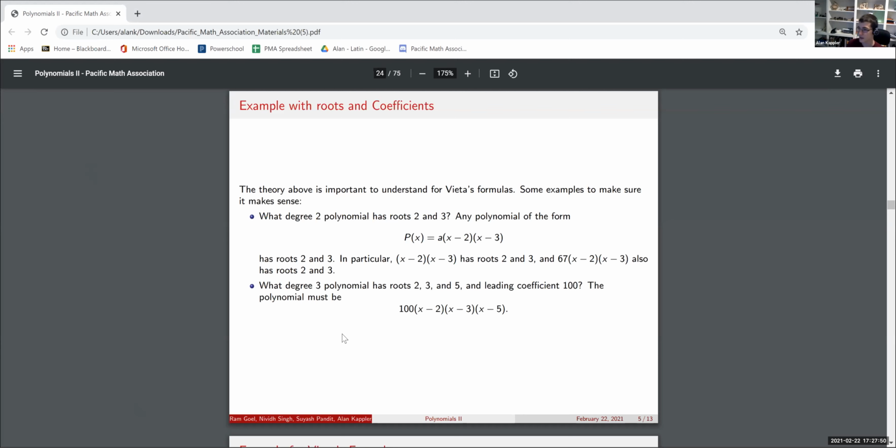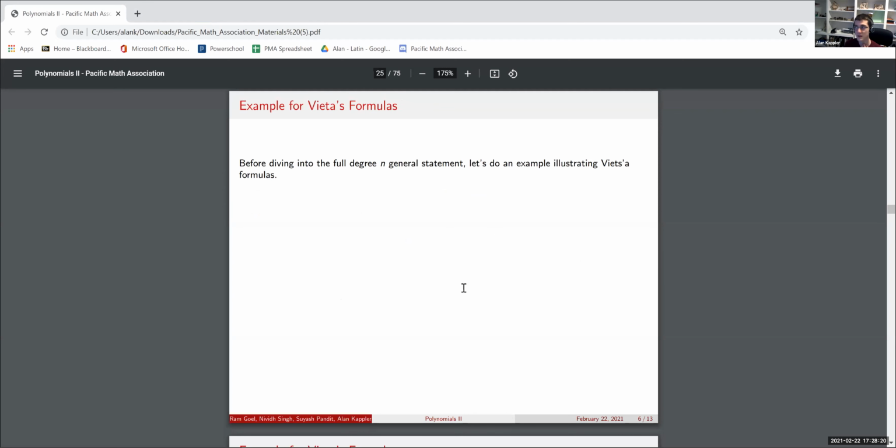All right, so our answer is going to be 100 times x minus 2 times x minus 3 times x minus 5. This is because our a has to be 100 in order to get that 100x cubed, and we have to have x minus 2 for root of 2, x minus 3 for our root of 3, and x minus 5 for our root of 5. All right, now we're going to see how this sort of thing helps us with doing Vieta's formulas.